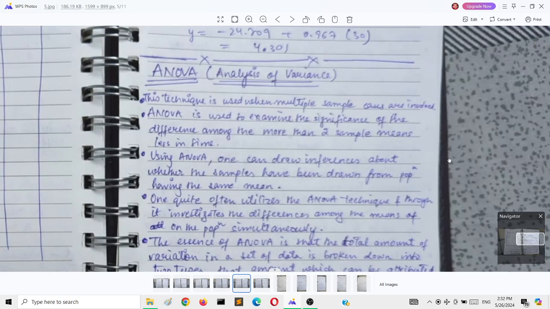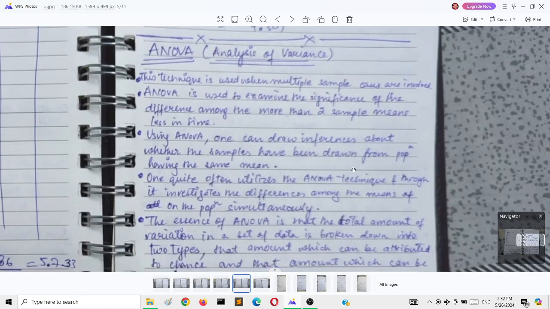Multiple samples are involved or introduced, whatever, right? So you have different multiple sample cases, and you have multiple ones actually involved in the particular study. Then you use this particular test, that is ANOVA.